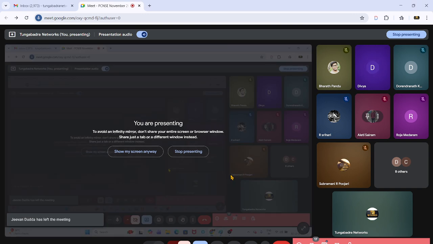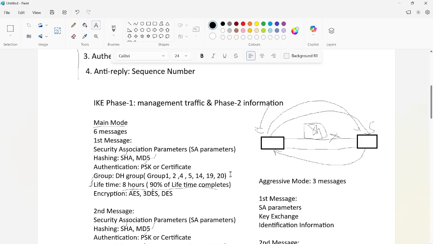Actually, in the two modes, the information being shared is the same, right? Yes, why are there two modes? Whatever information we are sharing here is also going to be shared in aggressive mode, but we want to use only one mode at a time. So which mode can we use so that our data will be more secure? It is main mode only.